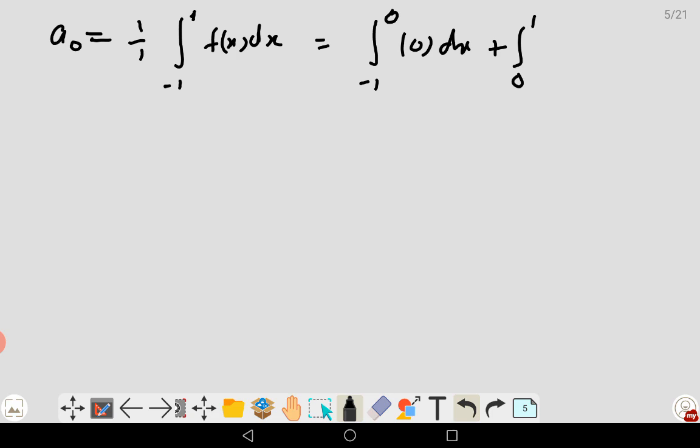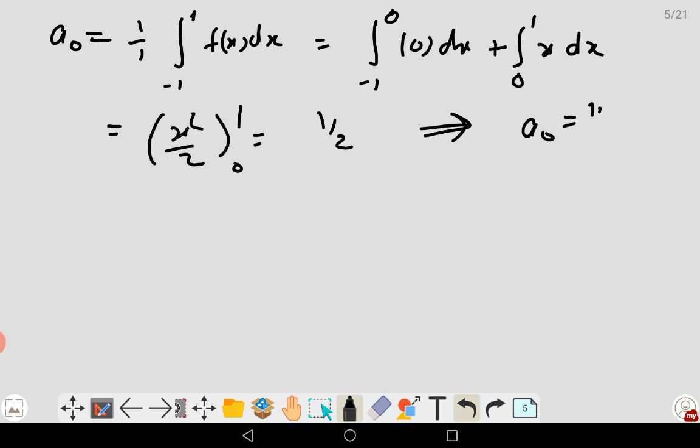What is the function in the given interval? f of x is x, so integral of x dx, you get x square over 2. From 0 to 1 it is 1 over 2. Therefore the answer a0 is 1 over 2. We got two terms, and the question is what is bn?